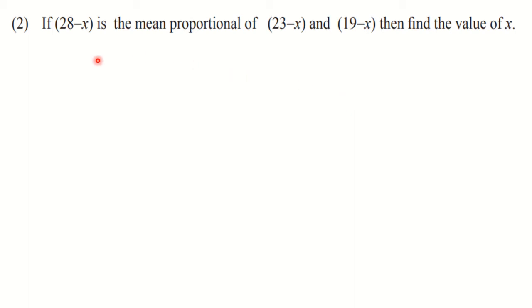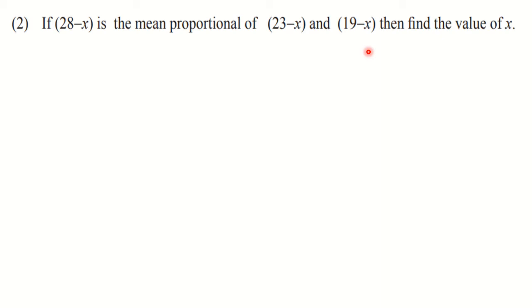So here let us solve this. Now this is mean proportional and these two are extreme numbers. So again we can use the same method, that either you write down in the form of ratio, that is 23 minus x upon 28 minus x is equal to 28 minus x upon 19 minus x. Or you can write down the square of mean proportional is equal to multiplication of the extremes. I am following again the same method so that you will understand it better. So the steps you will find similar to the previous question here.